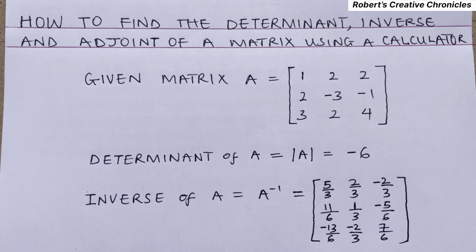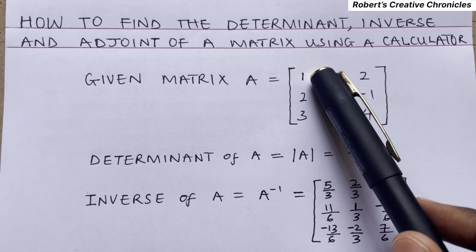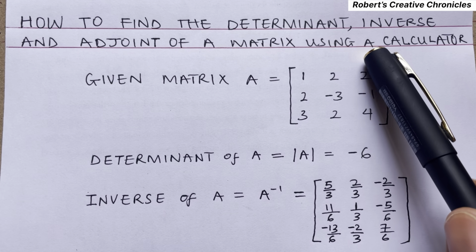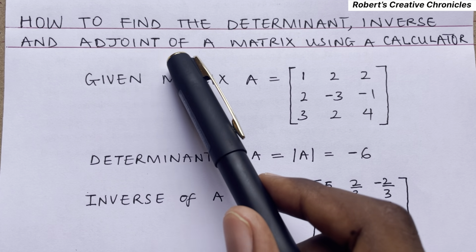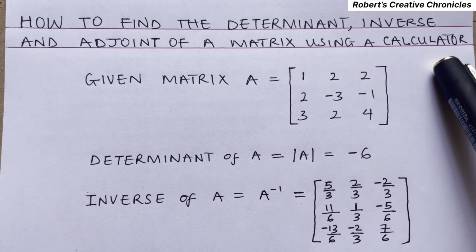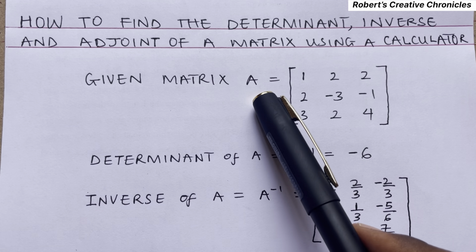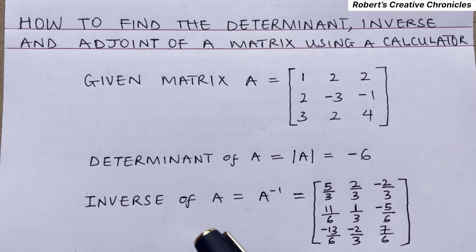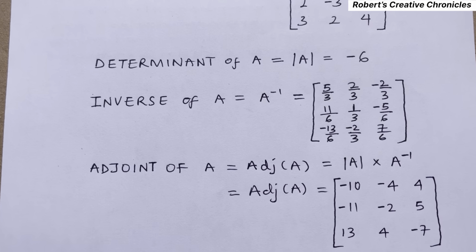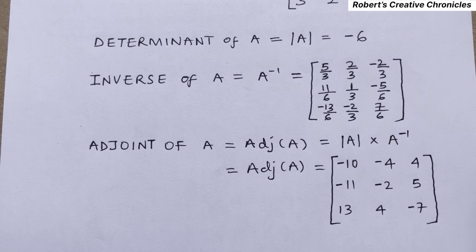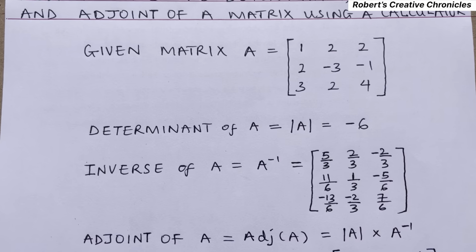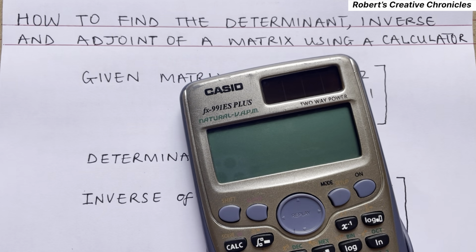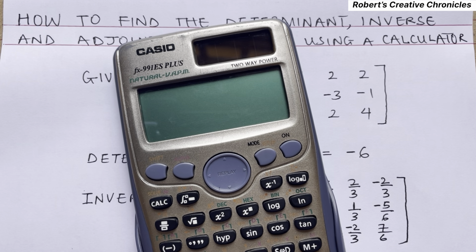So today I will be teaching you how to find the determinant, inverse, and the adjoint of a matrix using a calculator. Given matrix A is this, you have to find the determinant, the inverse, and the adjoint using a calculator. The kind of calculator you have to use is this type that supports the matrix function.